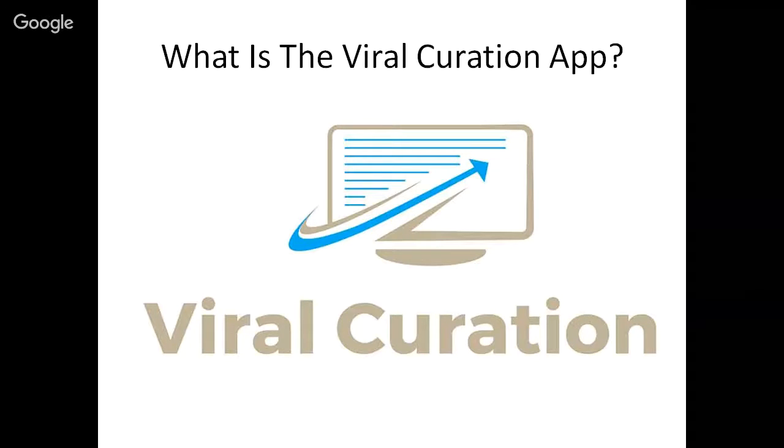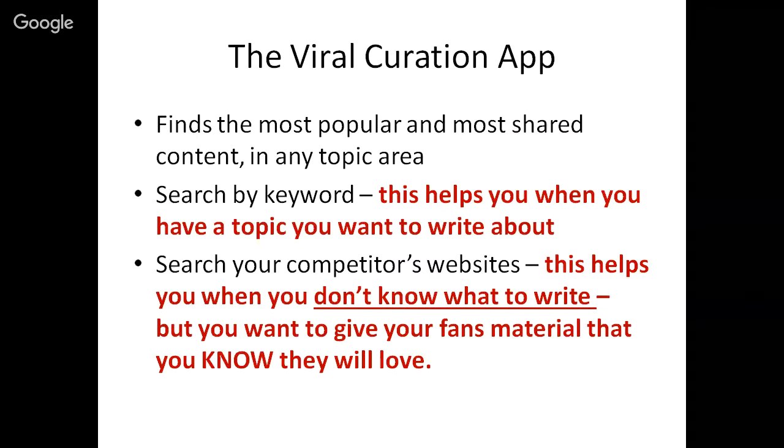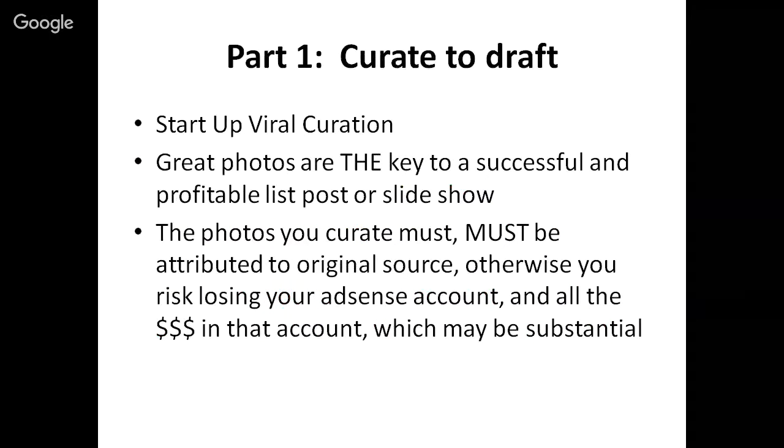So what is a viral curation app? It finds really popular content. It allows you to search by keyword. You can search your competitors' websites. It helps you when you know what you want to write about, and it helps you when you don't know what to write about. And today's is kind of in the middle, neither what you want to write about or you don't know what you write about. What I'm doing today is talking to you about a very specific kind, which we'll get into.